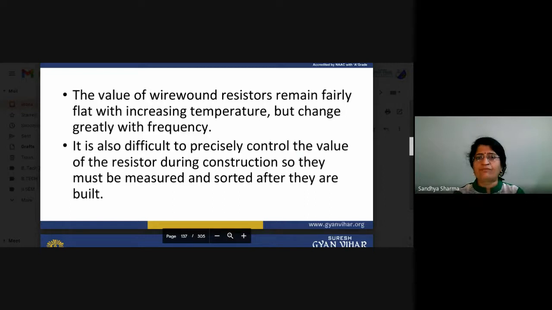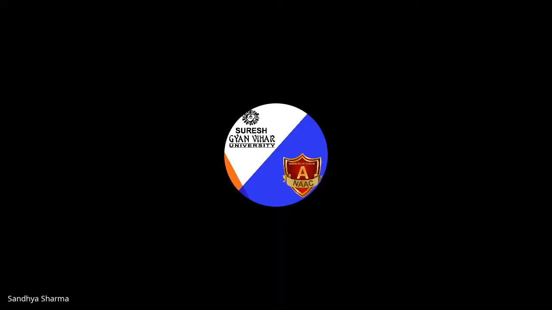It is also difficult to precisely control the value of resistance during construction, so it must be measured and sorted after they are built up. So controlling that particular resistor during construction is a difficult task for us.